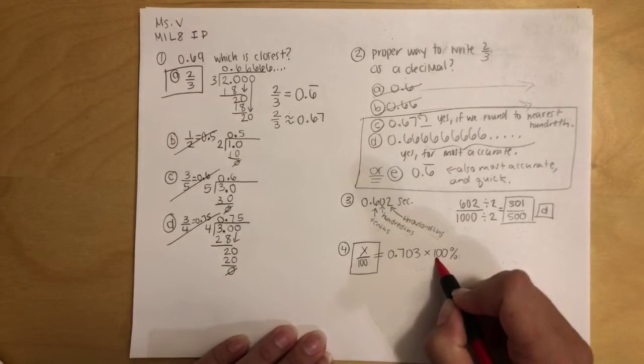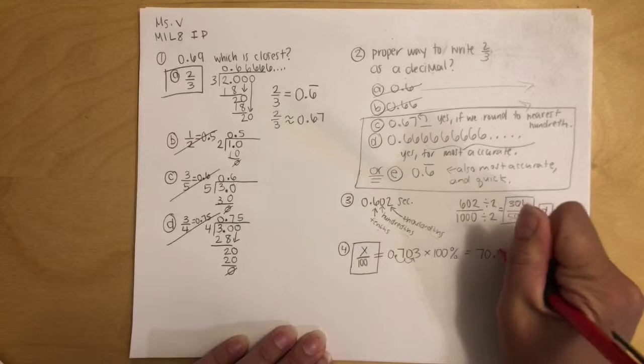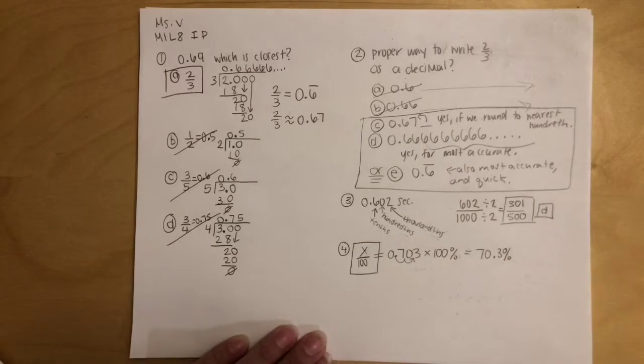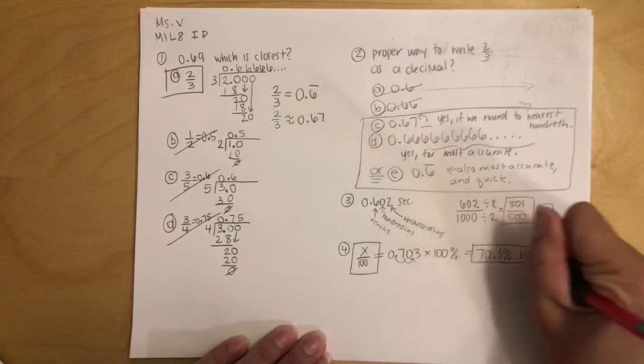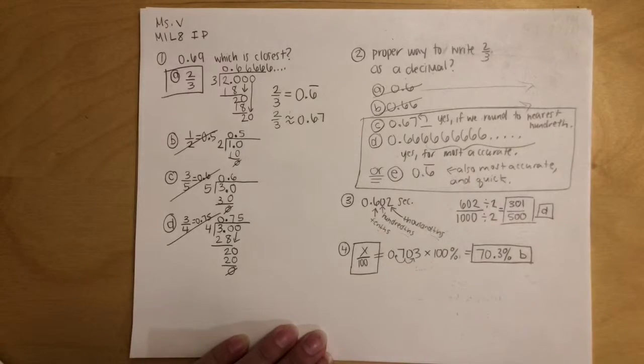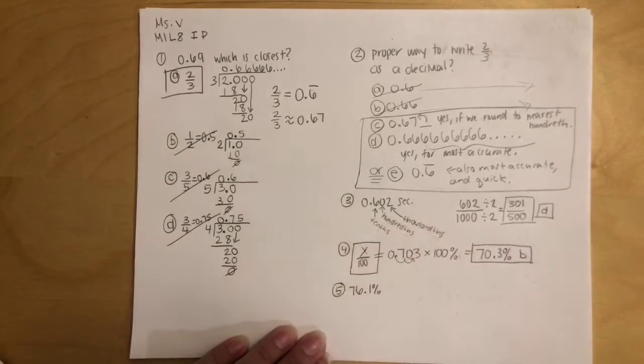When you multiply by 100, you just get to move the decimal 2 places. So this is 70.3%. That is letter B. Okay, and number 5. A recent study found that 76.1% of people surveyed were able to name one of the characters in William Shakespeare's King Lear, other than the title character. What is the decimal equivalent of this percent?